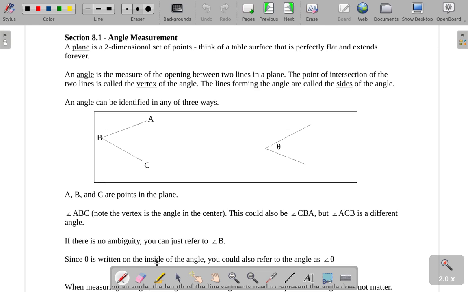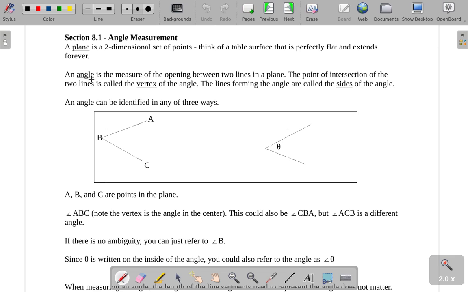In Chapter 8, we're dealing with what's called plane geometry. Now, a plane is, well, you can see the definition here, a two-dimensional set of points. Think of a plane as perfectly flat and extending on forever. So think of a piece of paper that goes on forever in all the different directions, or a nice flat wall that goes up and down and left and right forever in all those directions.